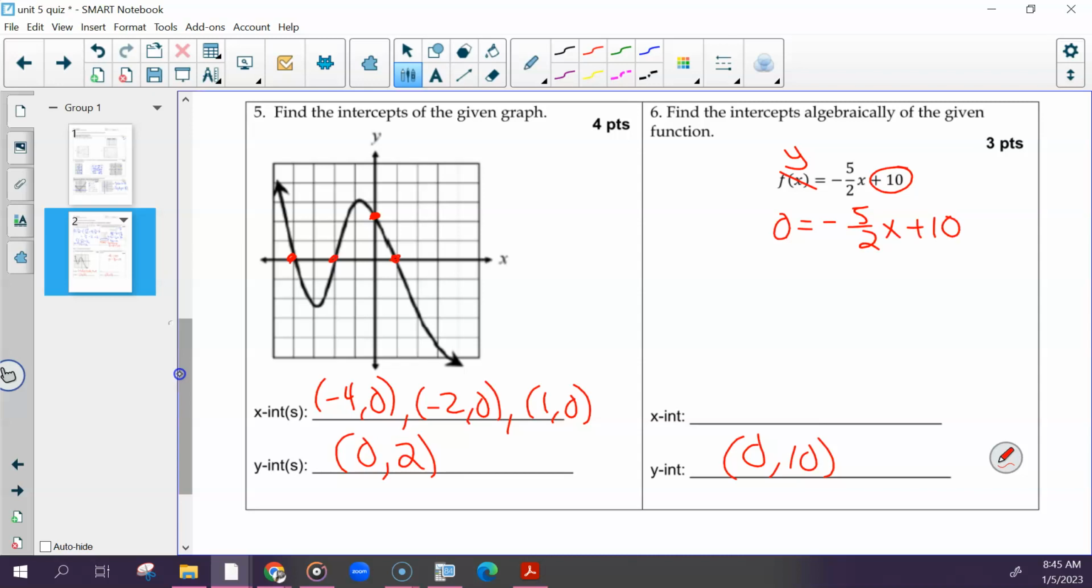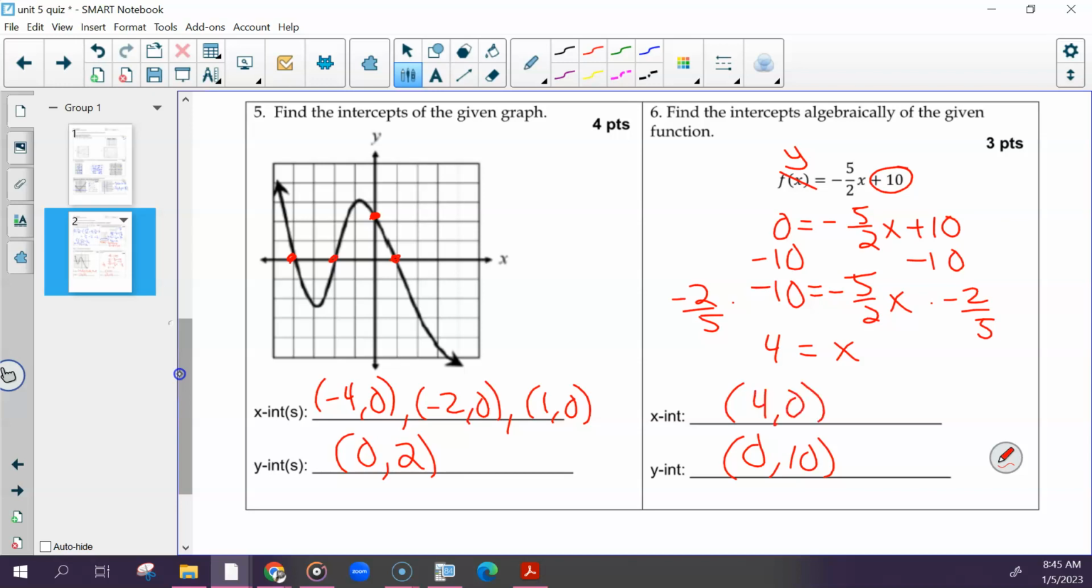So subtract 10 on both sides. And then you could either divide by the fraction or flip it and multiply by negative 2/5 on both sides. So that would be 20 over 5. It was positive 4. I was thinking it was negative. So your x-intercept should have been 4, 0. So 3 points was getting both of your x and y-intercepts correct, and then the work for the x-intercept.